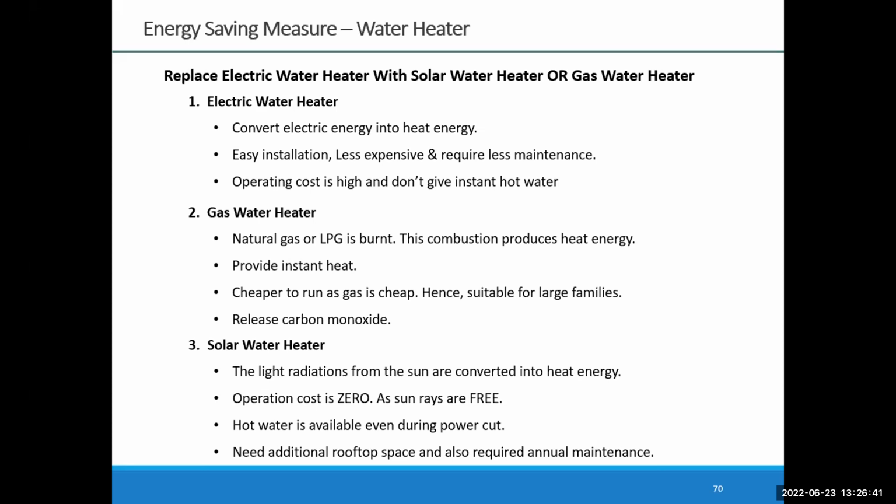The light radiation from the sun is converted into heat energy. Operational cost is zero as sun rays are free. Hot water is available even during power cut. That means this hot water will be stored in insulated tanks, and that will save the heat gained by the water. And nowadays there are electric heaters also installed in these solar water heaters as a backup. That means whenever there is no sunlight, the electric heater can switch on and heat the water for our requirement. And it needs additional roof space and also requires annual maintenance. This is one additional cost for solar water heaters.